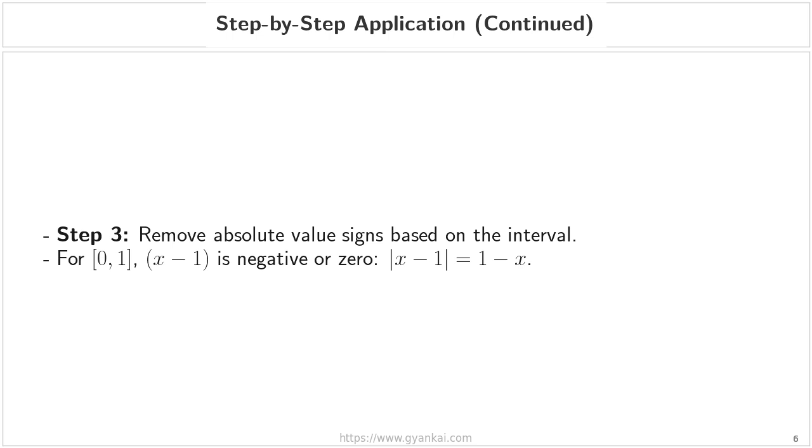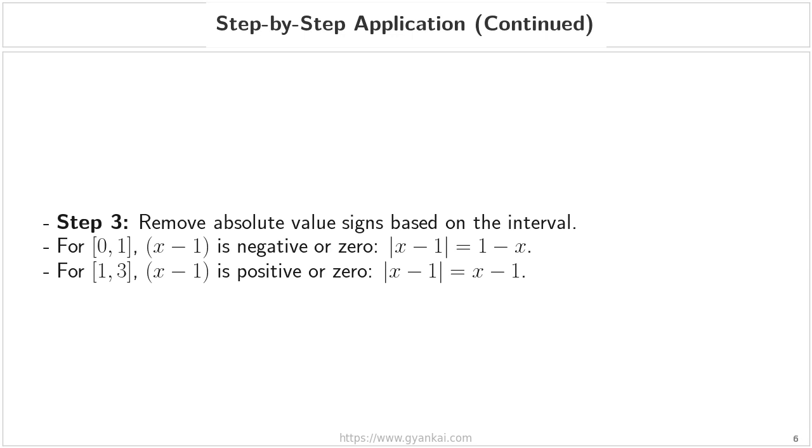So, the expression inside the absolute value can be either positive, negative, or 0. The sign determines how we remove the absolute value. Let's consider the interval from 0 to 1. If we pick any value of x between 0 and 1, say x equals 0.5, then x minus 1 equals negative 0.5. So, within this interval, the expression x minus 1 is negative or 0. Therefore, when x is between 0 and 1, the absolute value of x minus 1 is simply 1 minus x. Think of it as flipping the sign to make it positive.